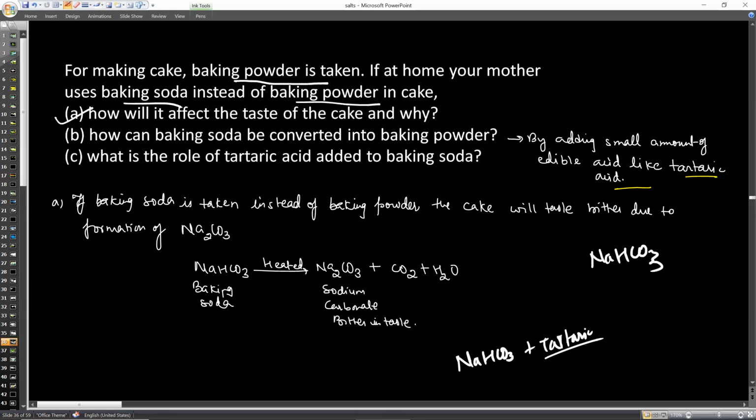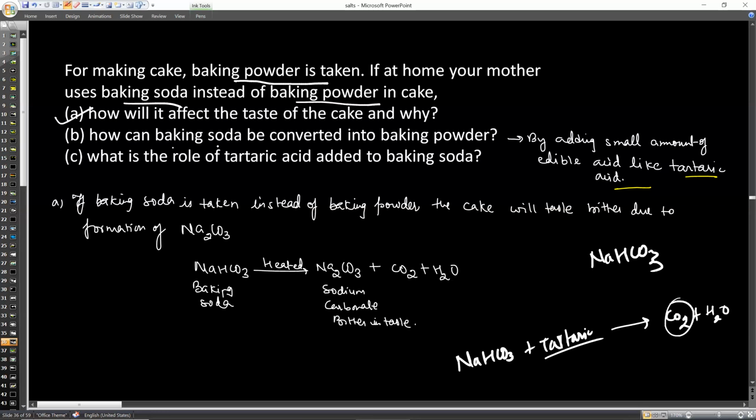What would happen? Tell me. Since tartaric acid is not there, no carbon dioxide will be produced. No carbon dioxide means the cake will not become fluffy, and it will have a bitter taste, because tartaric acid is used to neutralize the bitter taste of the baking soda.